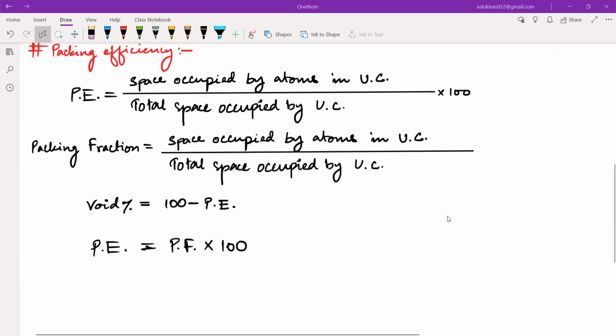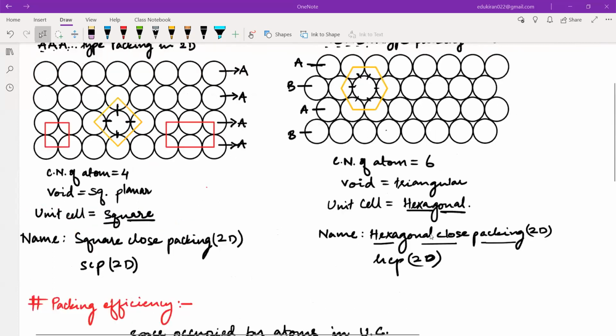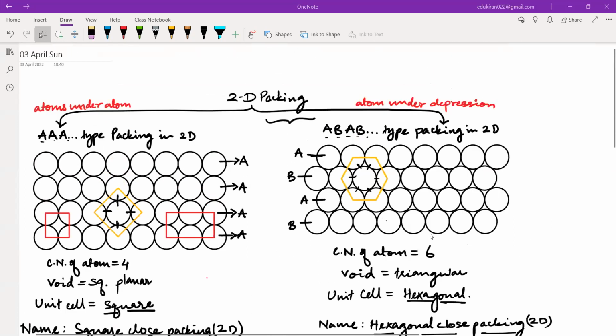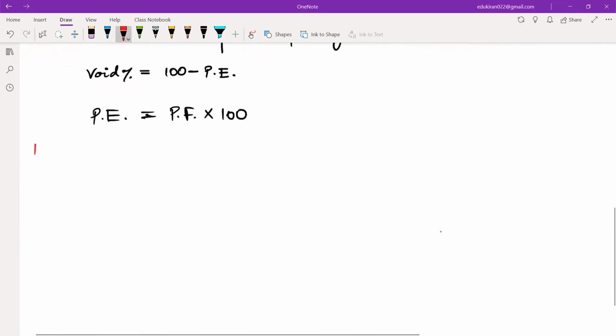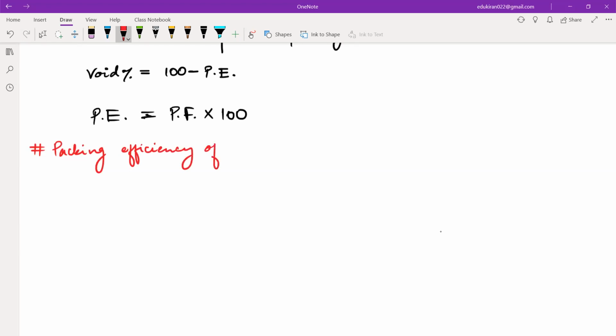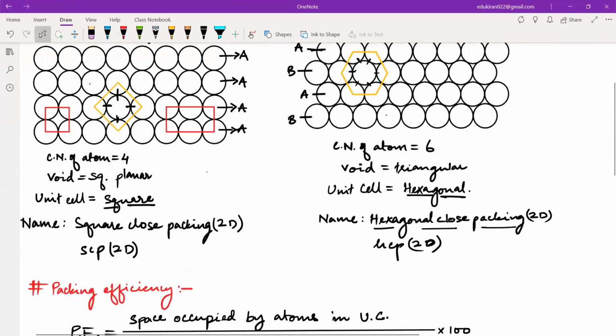Okay, fine. So now what we will do, we will first of all calculate the packing efficiency of AAA type or SCP. Okay. So please don't write anything. Just listen. Square close packing in 2 dimensions. Okay, square close packing in 2 dimensions. So I will take the unit cell from here.